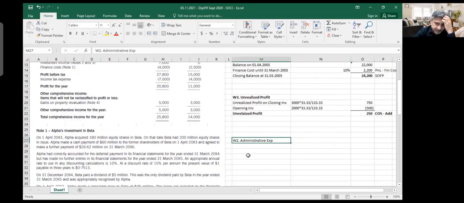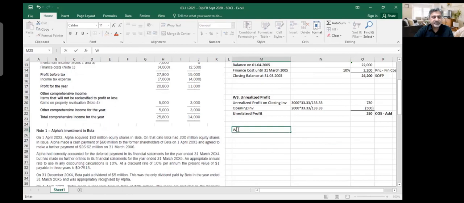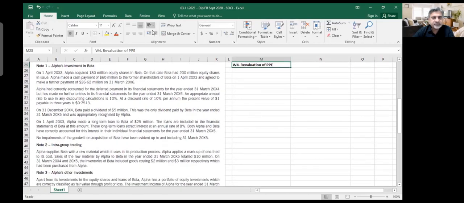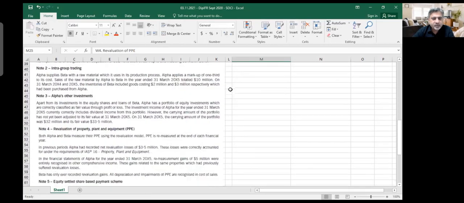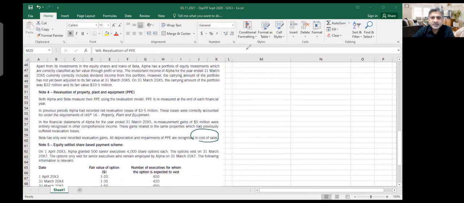What else goes to cost of sale? That impairment was, remember that revaluation thing? So let me make that working as well so that I can make my cost of sale. Because they told me that revaluation of PPE impacts cost of sale. So I'm just focused at this point to complete my cost of sale. The last thing here in cost of sale was revaluation of property. It goes to cost of sale.